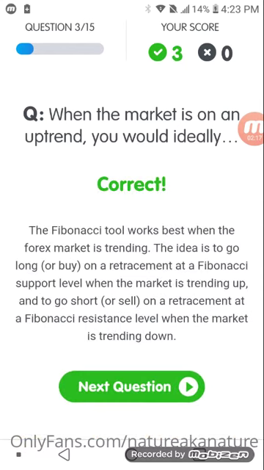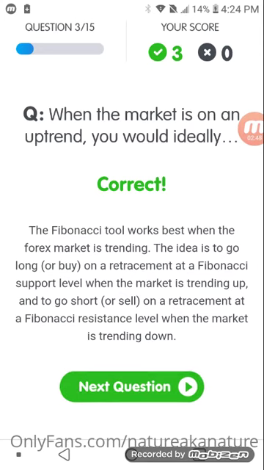The Fibonacci tool works best when the Forex market is trending. The idea is to go long or buy on a retracement at a Fibonacci support level when the market is trending up, and then go short or sell at a Fibonacci resistance level when the market retraces back when the market is trending down.